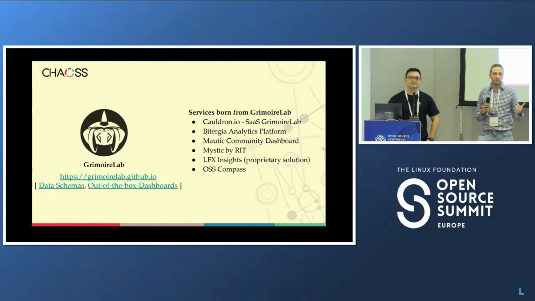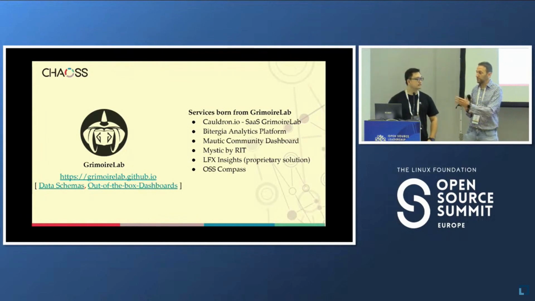So Cauldron.io was a service run by Bitergia. So we have GrimoireLab, which is the open source project, Cauldron.io, which is one of the SaaS services. Then we have Bitergia Analytics, which is another tool, provided by Bitergia, covered by ISO standards, quality, security, all of this, to provide SaaS services, but to large corporations with certain warranties, let's say.